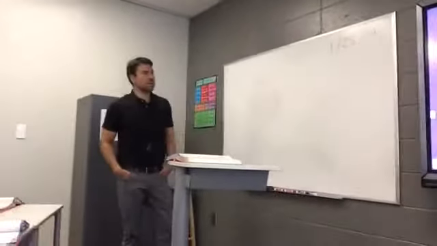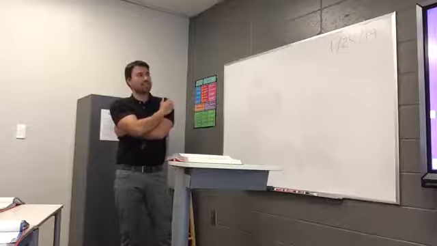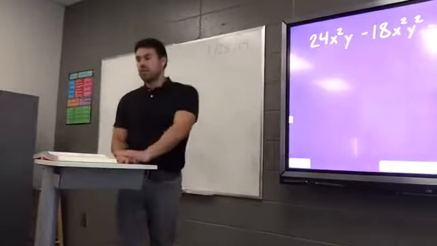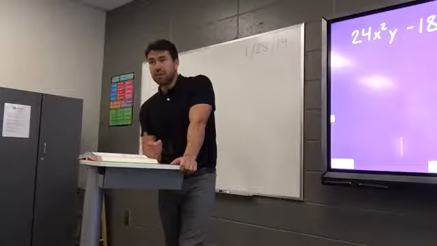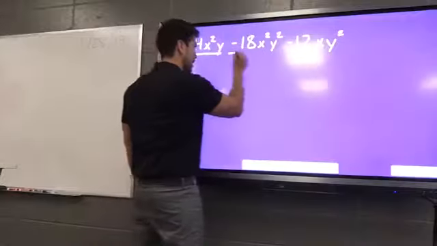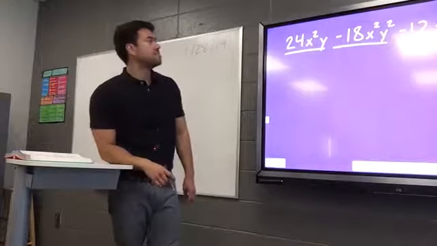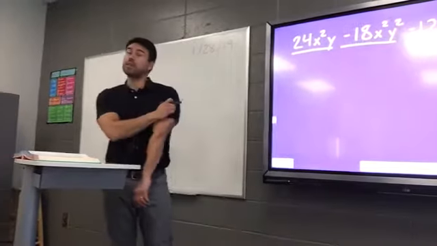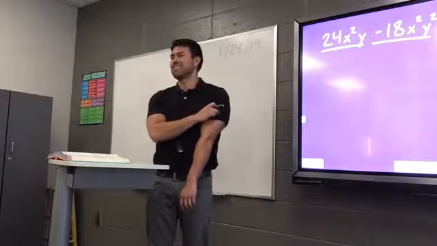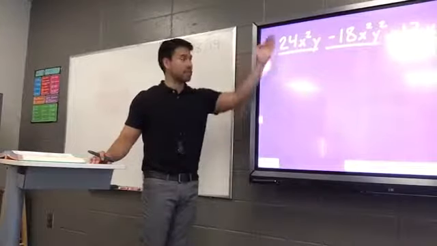So go ahead and work this problem out. 24x squared y minus 18x squared y squared minus 12xy squared. Your first step, find the GCF of those three terms. Get that GCF. Is your GCF going to be positive or negative? Positive, because the negative's not up in front. The front is a positive, you get a positive GCF. If that was a negative, you'd take a negative out.